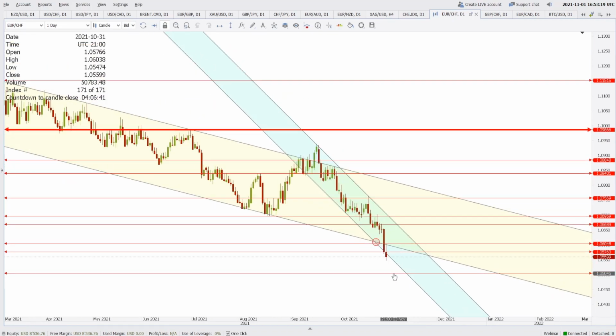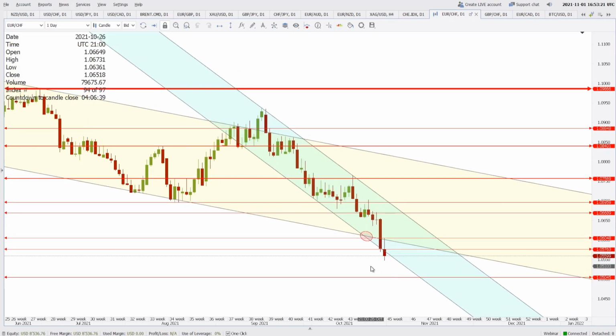But don't try to catch a falling knife. If a falling channel's support line is broken, that means the price is extremely bearish, so you don't want to open any buy position at 1.0504. Wait for the price action to resume its uptrend. Otherwise, do not try to catch falling knives. Stay away from this market.